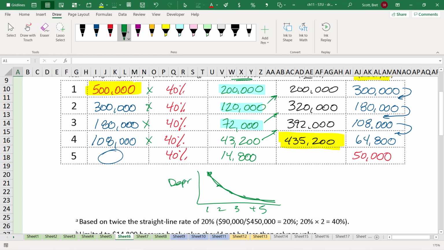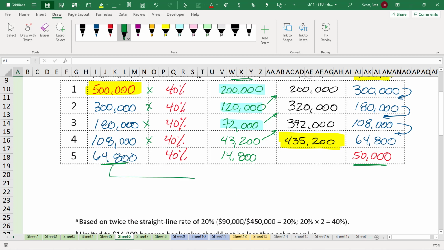Let me say that again. If we have a beginning book value of 64,800, and we know that the ending book value has to be 50,000, then the most we can actually depreciate between these two numbers, this versus this, gets us 14,800.